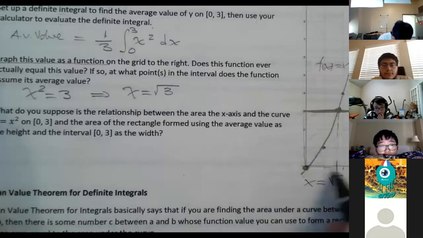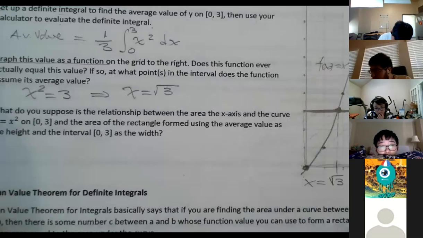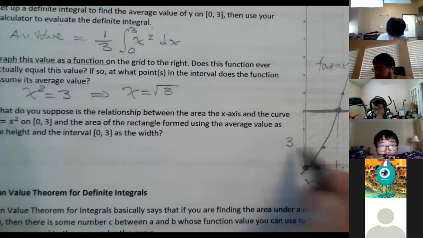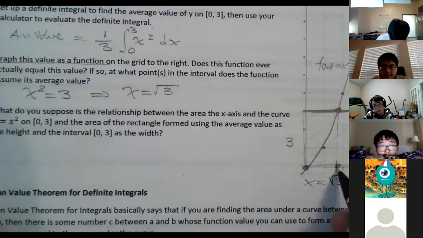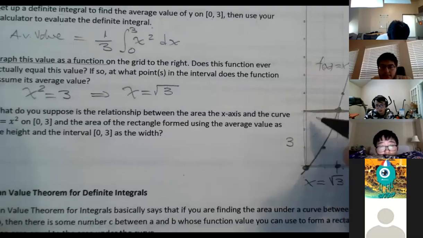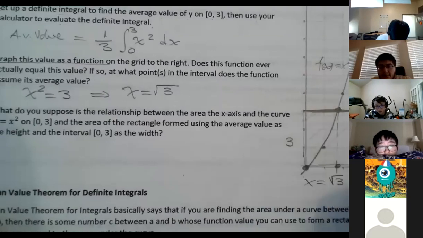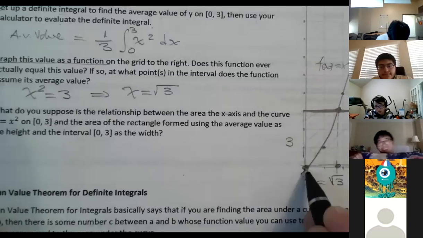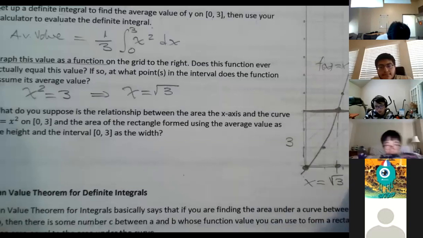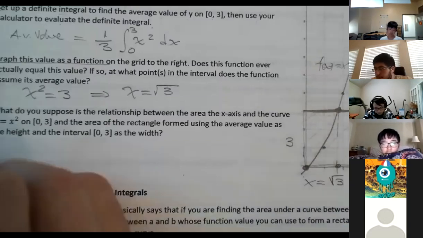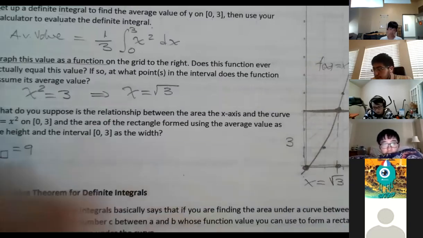How much is it? 3√3. No, the square root of 3 is the x value. How high is this? 3. And what is the length? The length is also 3. So the area of the rectangle is 9.